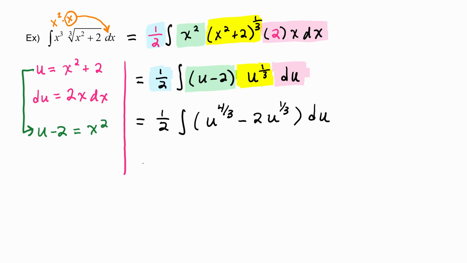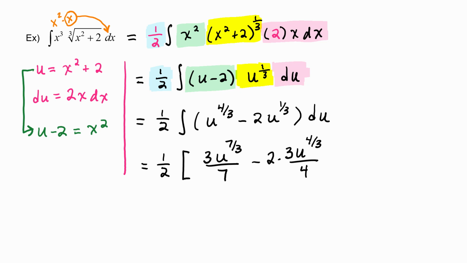Now we can integrate, and we have 1/2 times the quantity u to the 7/3 over 7/3, which means we multiply by 3/7, because adding 1 to 4/3 means we're adding 3/3. 4/3 plus 3/3 gives us 7/3, minus, we bring down this 2, and then u to the 1/3 is going to integrate to become u to the 4/3 over 4/3, which means we multiply by 3/4, and then we can add the constant of integration at the end.